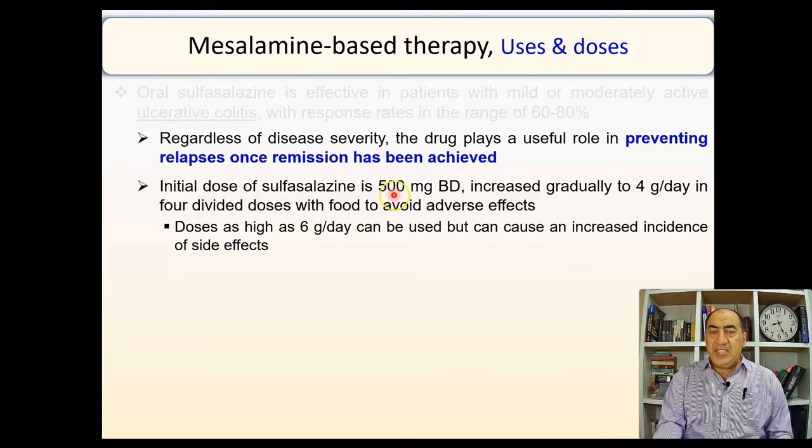The initial dose of sulfasalazine is 500 milligrams twice a day, increased gradually to 4 grams a day. Usually the lower the dose, the better. Take as much as you need to control the disease, to avoid side effects. Give in four divided doses with food. As we said, dose-related side effects can be minimized by decreasing the dose or taking them with food. Doses as high as 6 grams per day could be used, but the incidence of side effects will increase.